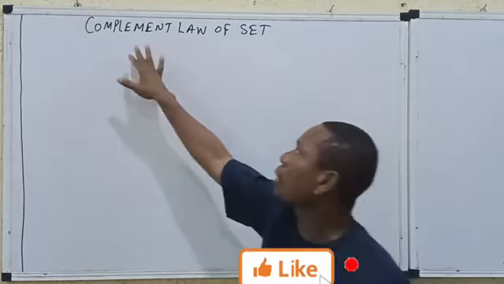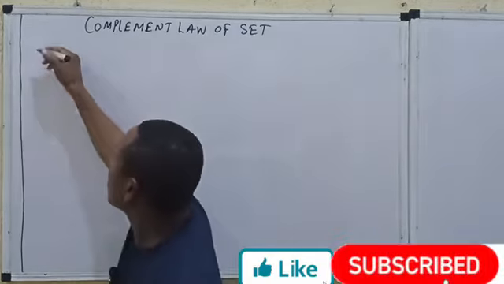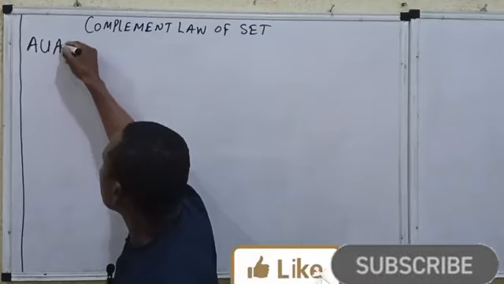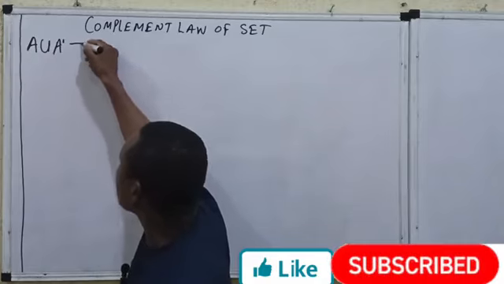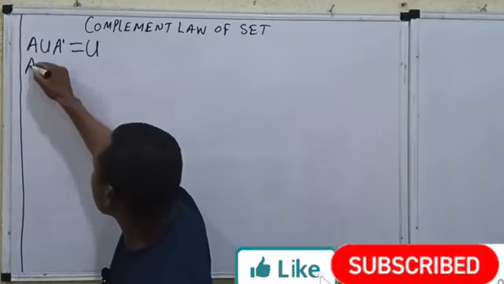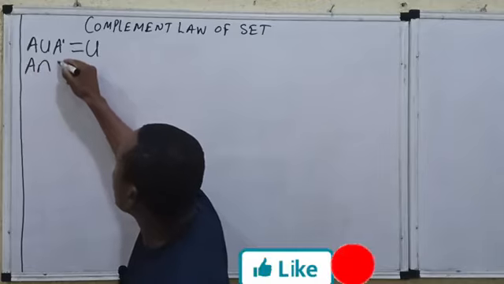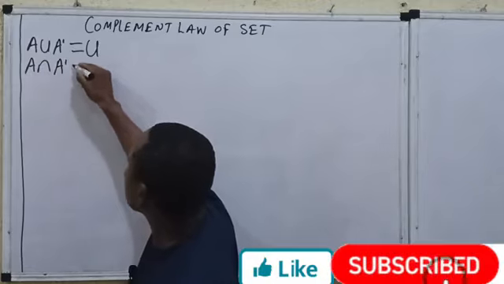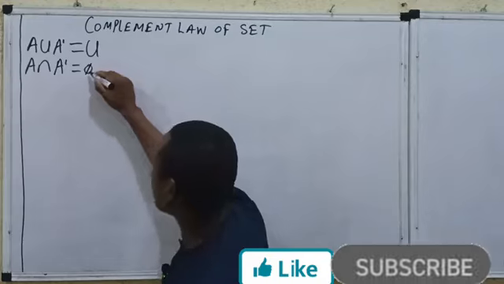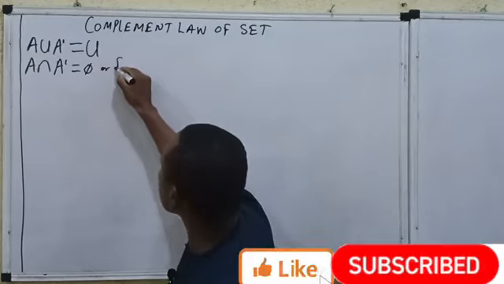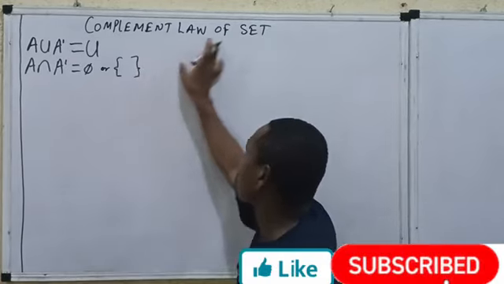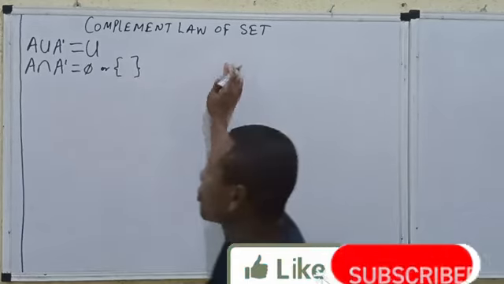Now, the complement law simply states that set A union the complement of set A is equal to the universal set, and set A intersects the complement of set A is equal to the empty set, or null set. The empty set can be represented this way or this way. Okay, so this is actually the complement law. So let's just prove that this law is true.